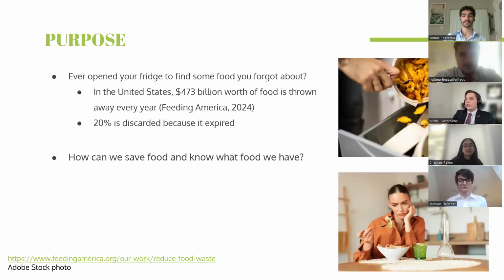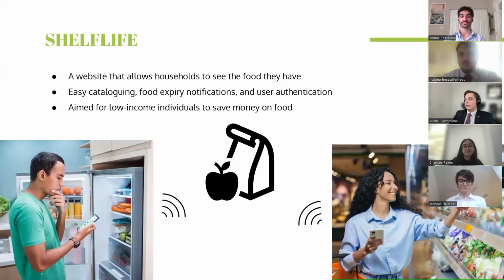Have you ever opened your fridge only to discover something that you meant to cook weeks ago, but now it's beyond saving and you have to throw it away? Well, we've all been there, and unfortunately, so have millions of others across the US. In fact, every year, 473 billion worth of food is wasted in America, and 20% of that is simply because the food expired before it could be used. So, how can we better track what we have and reduce food waste? Well, our attempt to solve this huge problem is ShelfLife.